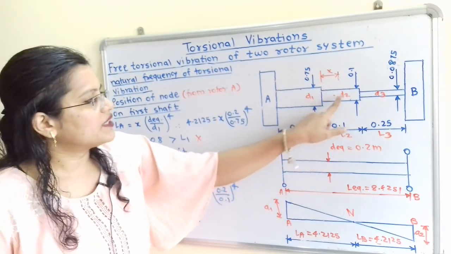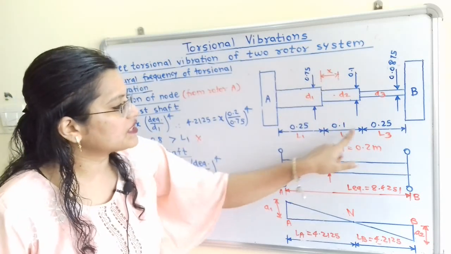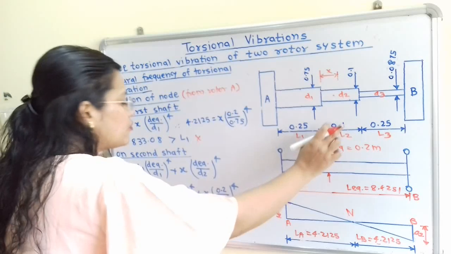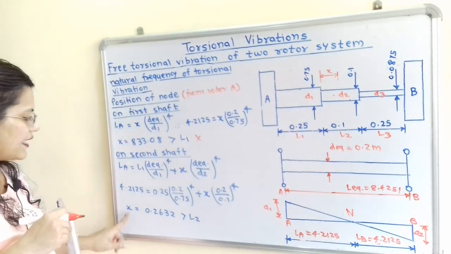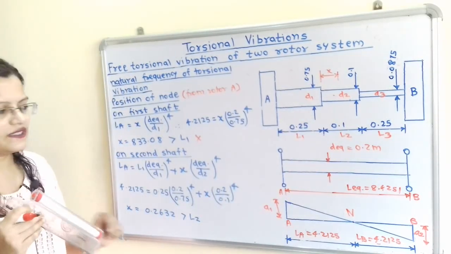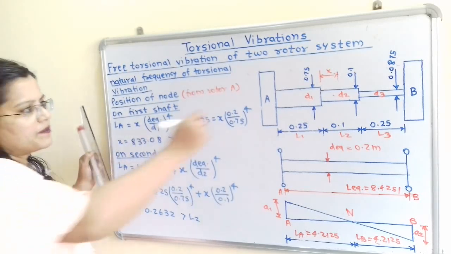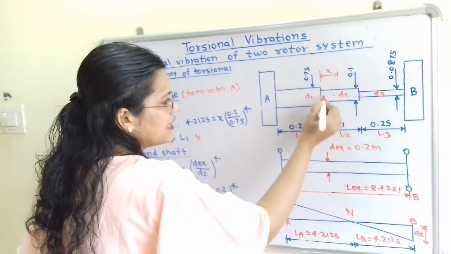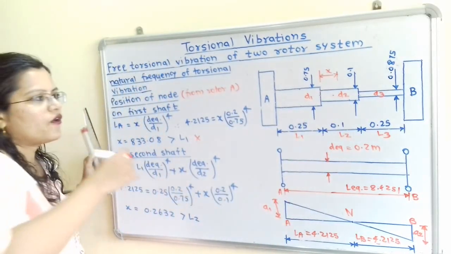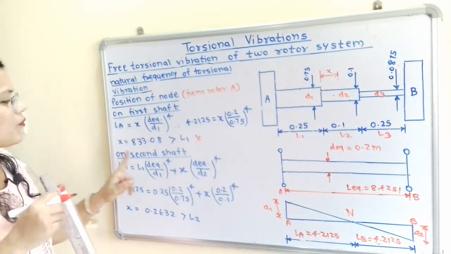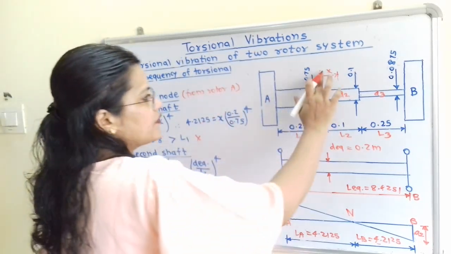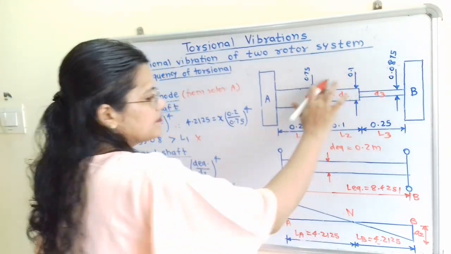Now if we compare this with L2, this value of x is much greater than L2, because L2 is 0.1 and x is 0.26. So this is not possible because the value of x should lie within this L2, and therefore this node point does not lie on the second shaft also. So we will remove this.